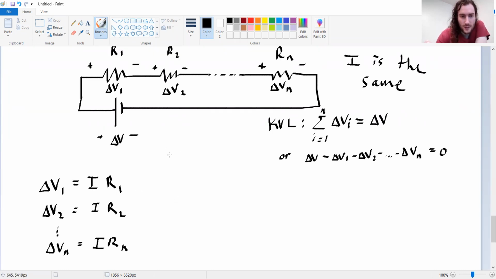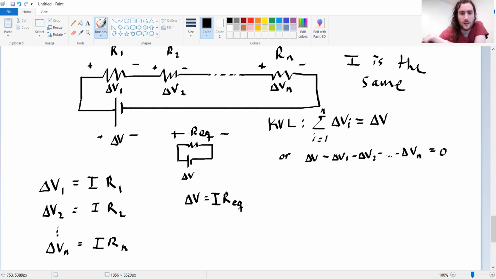And now remember what our goal is here. We're trying to replace n resistors with one equivalent resistor. So now we write down Ohm's law for the equivalent resistor. And that would be that delta V, which is the potential difference across the resistor, because it's the only element in the circuit here, is equal to I times Req. Remember, I remains the same because we started with series here. So the current in the top circuit has to be the same as the current in this equivalent circuit here, this little one in the bottom.